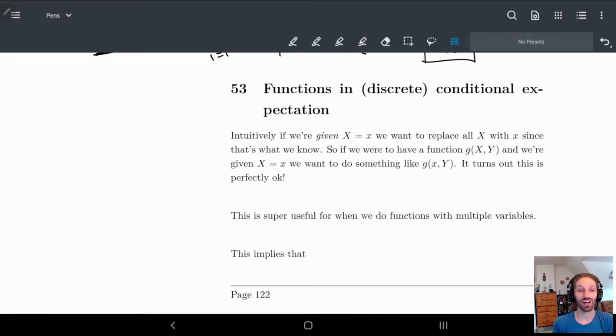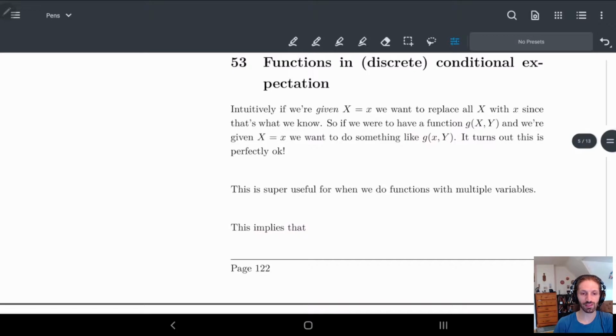Hiya. So in this video, we're going to be looking at functions in discrete conditional expectation. Let's look at this and see what we're thinking about. Intuitively, when we're given X is equal to x, the basic idea is that we want to replace all our random variables with our x. That's basically what we know, right? We're saying X is equal to x.